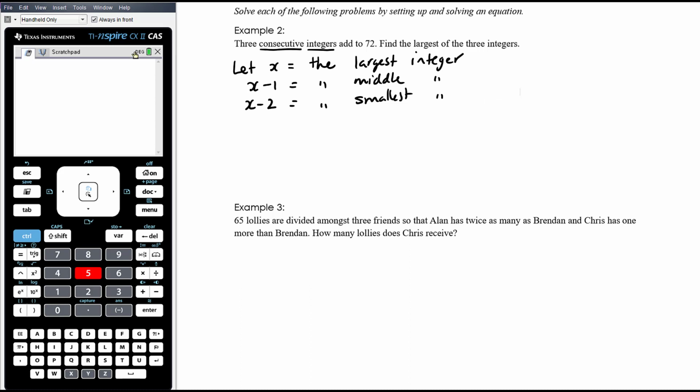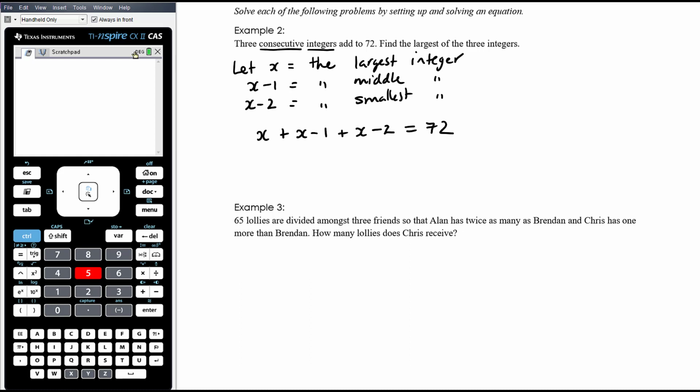Personally, I probably would have set it up as letting the middle integer be the unknown, and then your biggest one is x plus 1 and your smallest one is x minus 1. But you'll get there. It makes for a slightly neater equation, but you'll get there in the long run. So therefore, our equation we can now form is we know that the sum of the integers is 72. They add to 72. So therefore, the largest integer plus the middle integer plus the smallest integer equals 72. Again, the sentence should read accurately. Largest integer plus the middle integer plus the smallest integer is equal to 72. It's exactly what the question says.